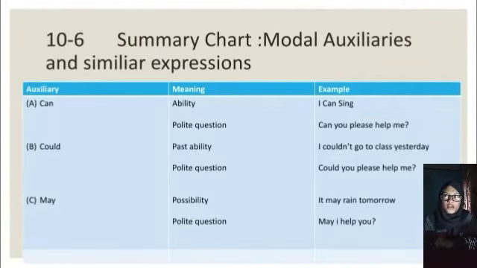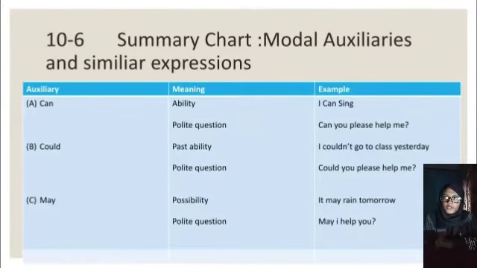And next is modal auxiliary and similar expressions. So here there is a table of auxiliaries. We can use can for ability and polite questions. The example of ability with can is, I can sing, and the example of a polite question with can is, can you please help me. Next, there is could. We can use could for past ability and polite questions. The example of past ability with could is, I couldn't go to class yesterday. And the example of a polite question with could is, could you please help me.